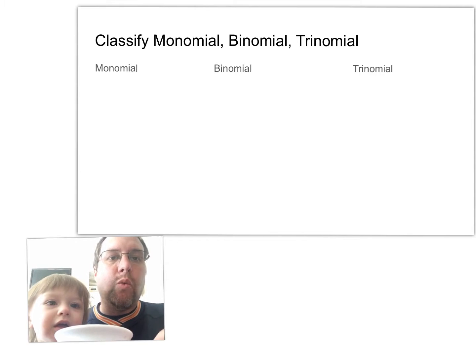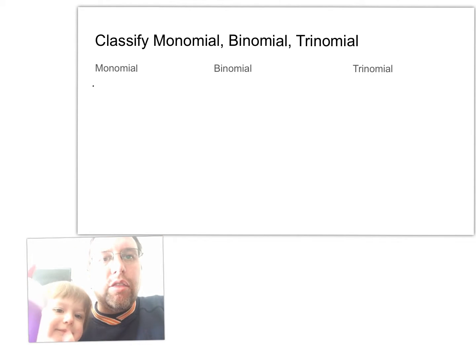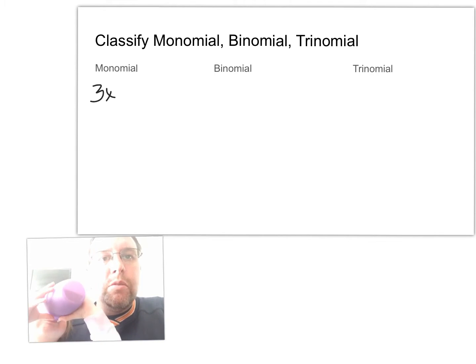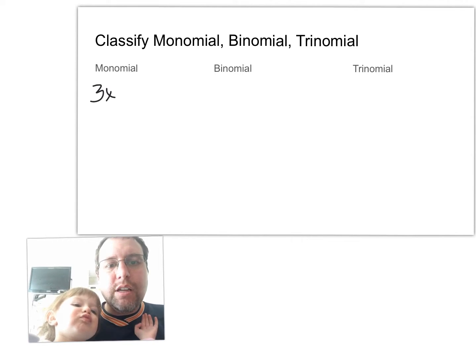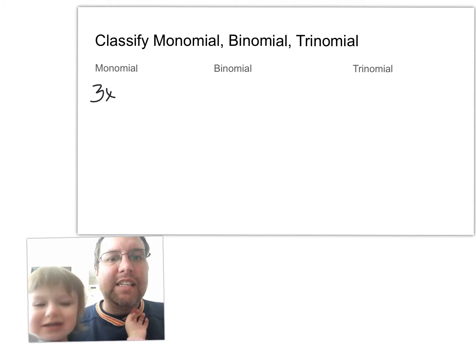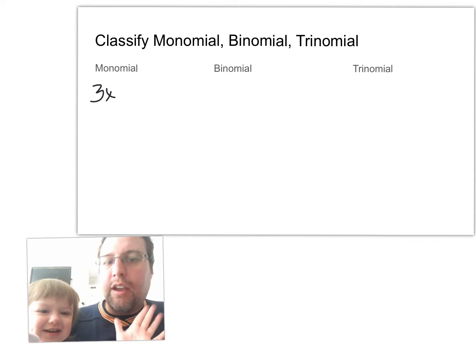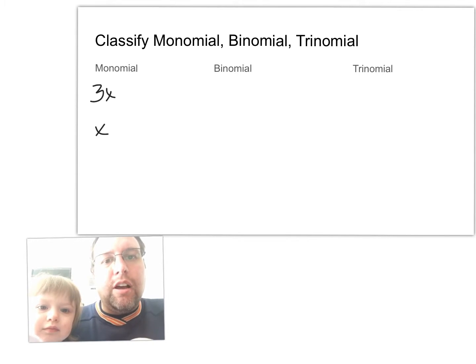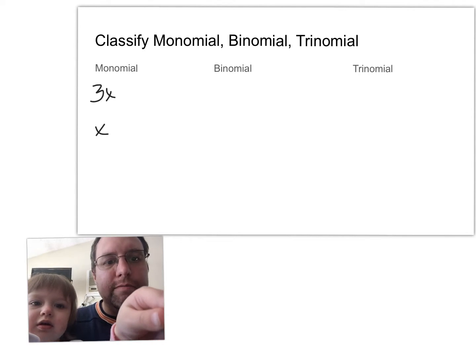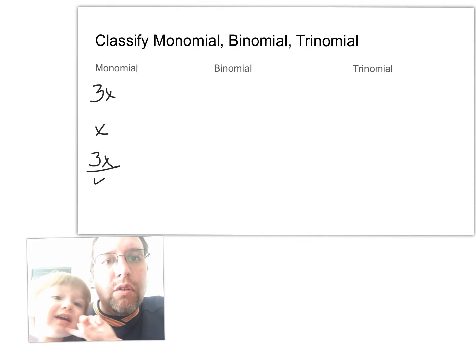So a monomial is a one-termed piece, okay? So things like 3x would be a monomial. Yeah, it's got multiply in there, but again, it really doesn't matter, because there's no plus or minuses. The plus or minus is what splits. Now we have x, another classic monomial. We have things like 3x over 4.